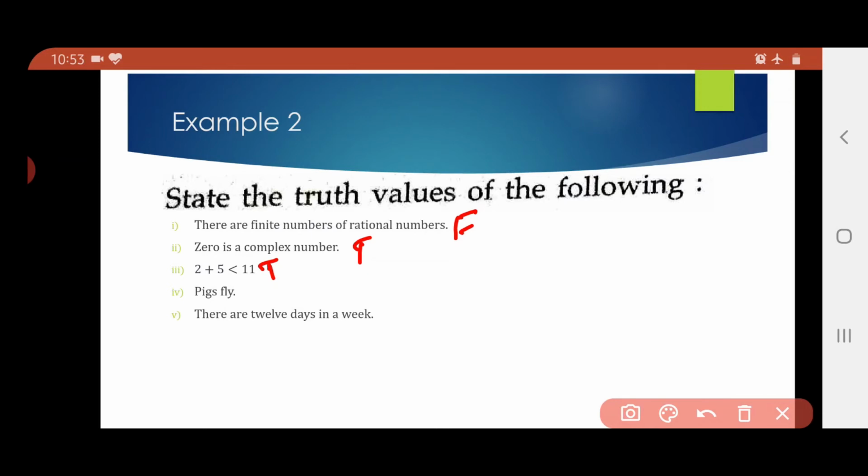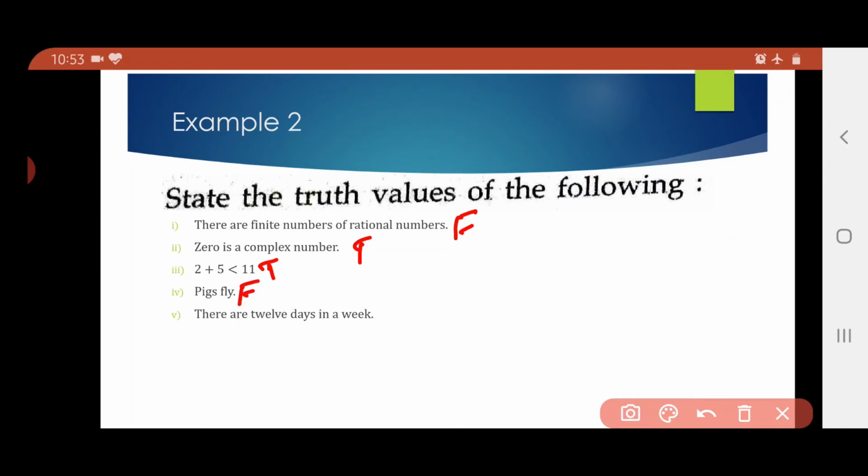Then pigs fly. Well, in our day-to-day life, in our real world, it is something that really doesn't happen. But if you are in Hogwarts, you have something called a gargoyle, and they are like flying pigs only. So that is true there in that world, but in our real world it really doesn't happen. So let me know if you see one, but I haven't seen. So definitely it is a false statement.